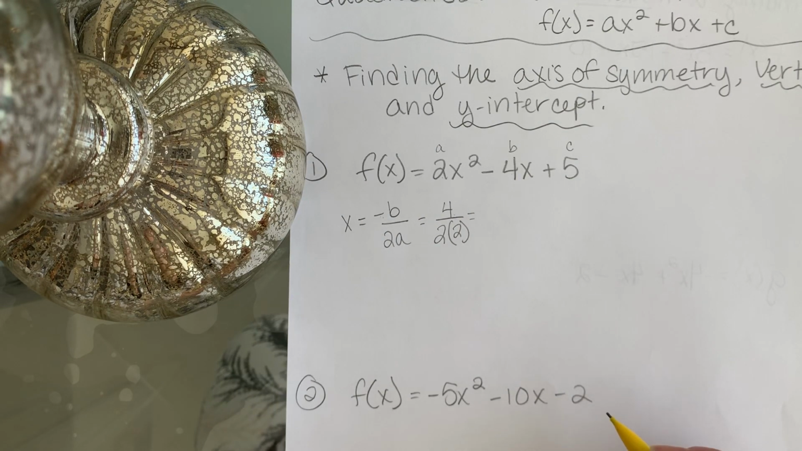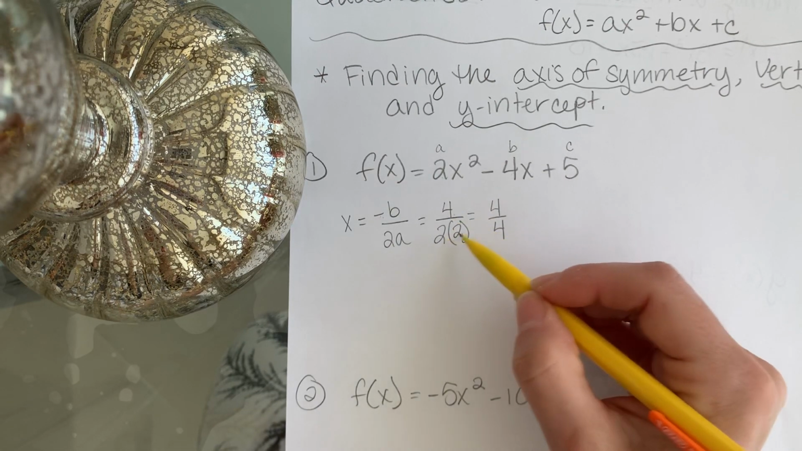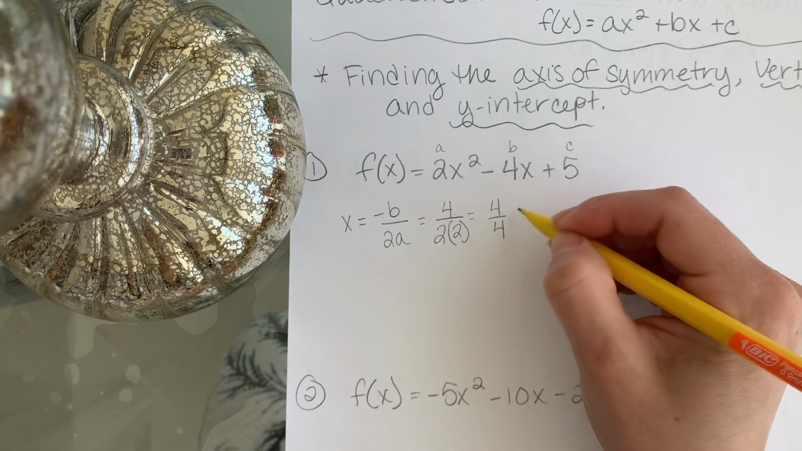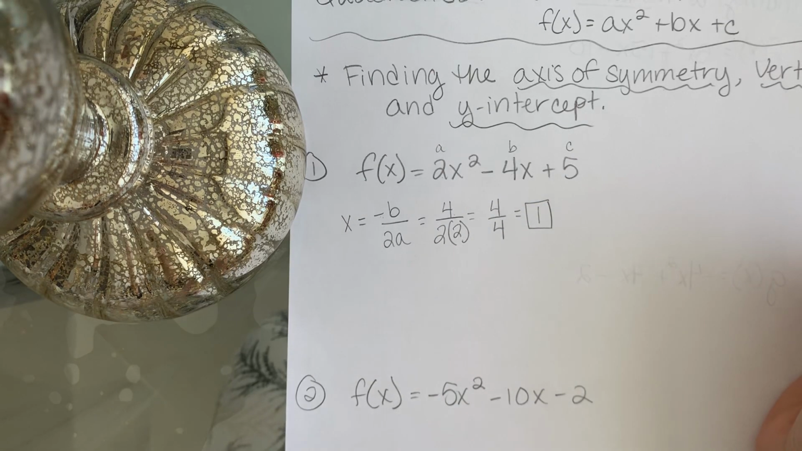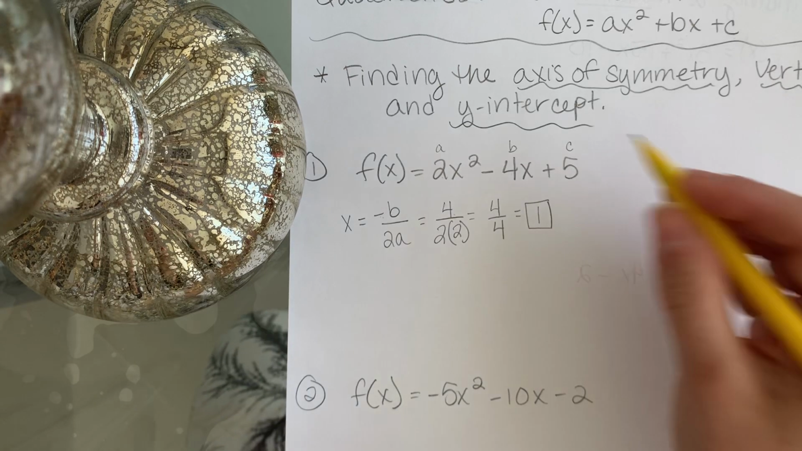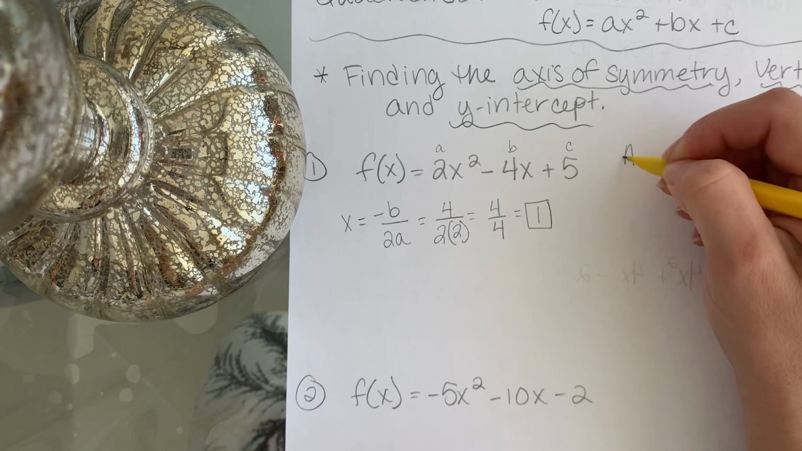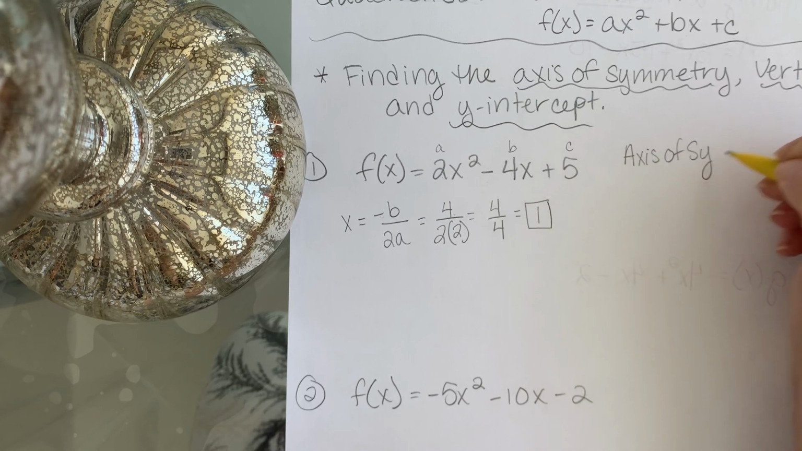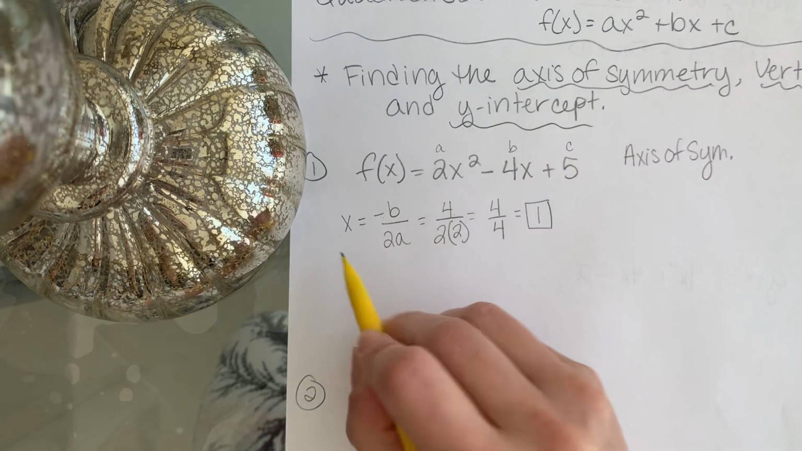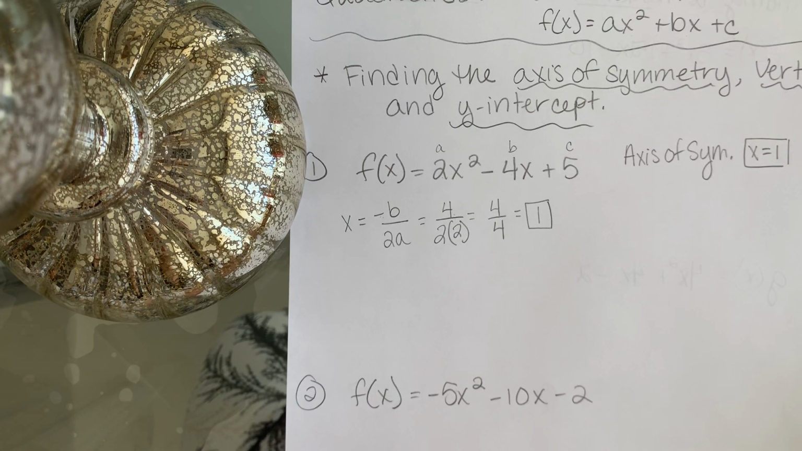So with that, we have 4 over 4. 2 times 2 is 4. What is 4 over 4? 4 over 4 is positive 1. So your axis of symmetry, I'm going to put to the side because this is part of your answer. Axis of symmetry is, what was it equal to? X equals 1. That's your answer for axis of symmetry.